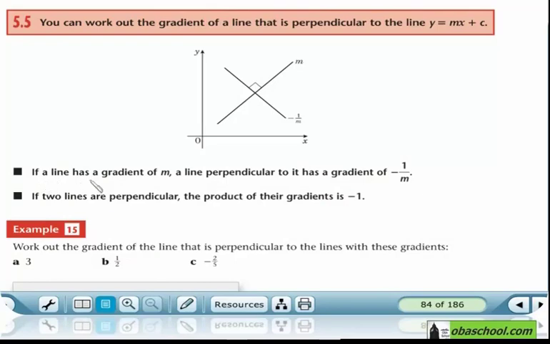Let's return to section 5.5 on page 84: if a line has a gradient of m, a line perpendicular to it has a gradient of minus 1 divided by m. As we have said before, in this case, m prime will be equal to minus 1 divided by m. Then, if the two lines are perpendicular, the product of their gradients is minus 1.